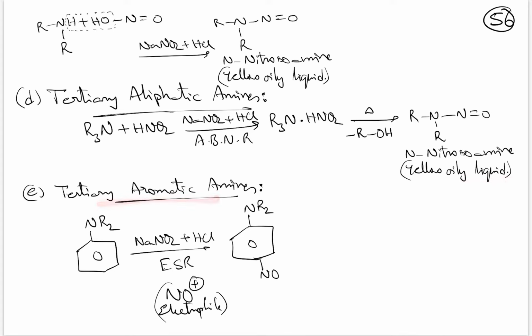Then tertiary aromatic amines. Tertiary aromatic amines in presence of NaNO2 and HCl will undergo nitrosation by an electrophilic substitution reaction.